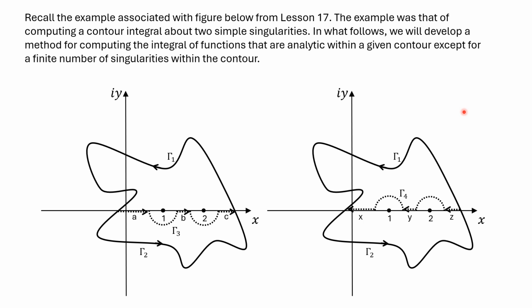So we're going to do the same deal here in this lesson, except we're going to generalize this, and we're going to take a finite discrete number of points within a contour where the function in question is analytic other than at those points. At those points, the function has singularities. And we'll get to that in the next slide.